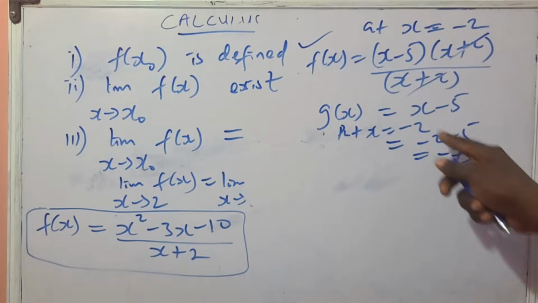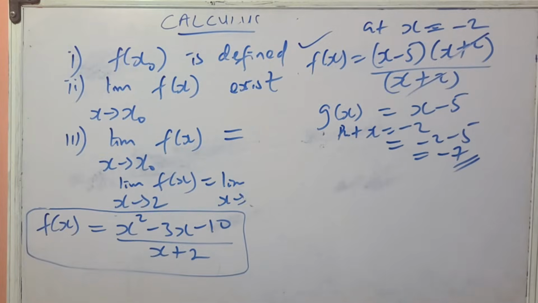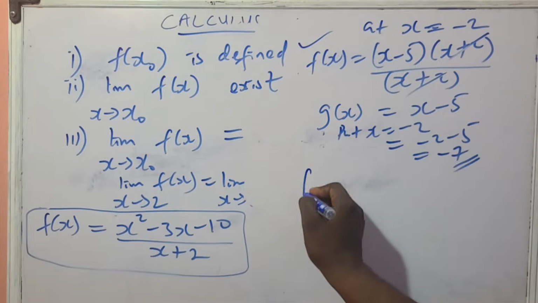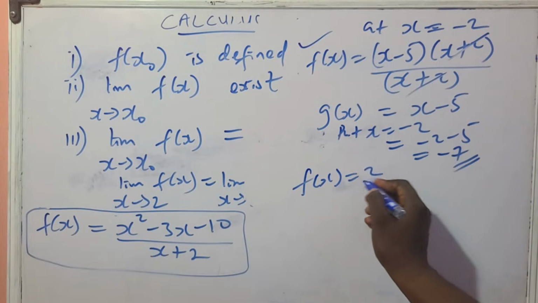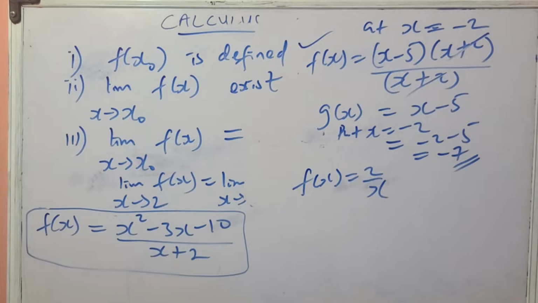And now we have an extended function, whose graph and the original function's graph are very identical. So let's look at f of x equals 2 over x. Guys, is this function discontinuous? And can you remove the point of discontinuity? Is this function discontinuous, and can the point of discontinuity be removed?